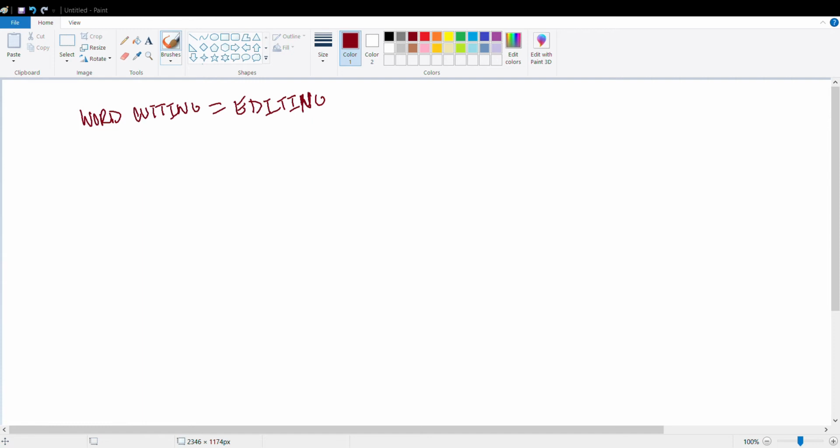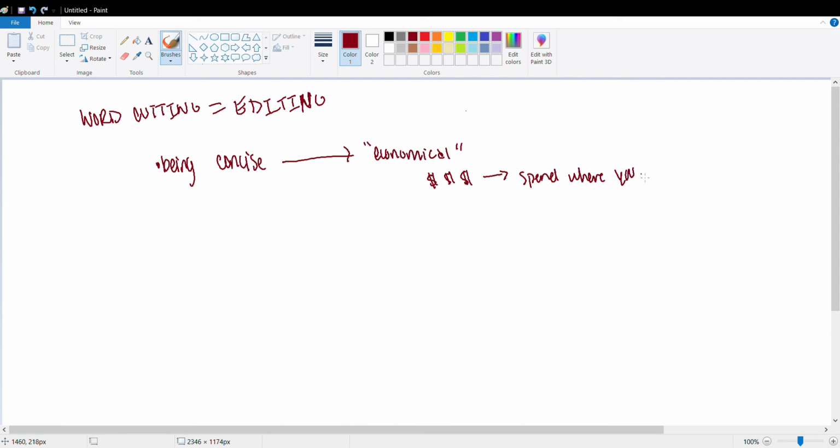Once you've gotten to this point, you can start thinking about being concise. One of my professors said this really beautifully during the semester: be economical with your words, which I thought was a really interesting way to phrase it. It's kind of like if you have a lot of money, you want to save it. You don't want to waste your money, but spend where you need to, and don't when you don't need to.